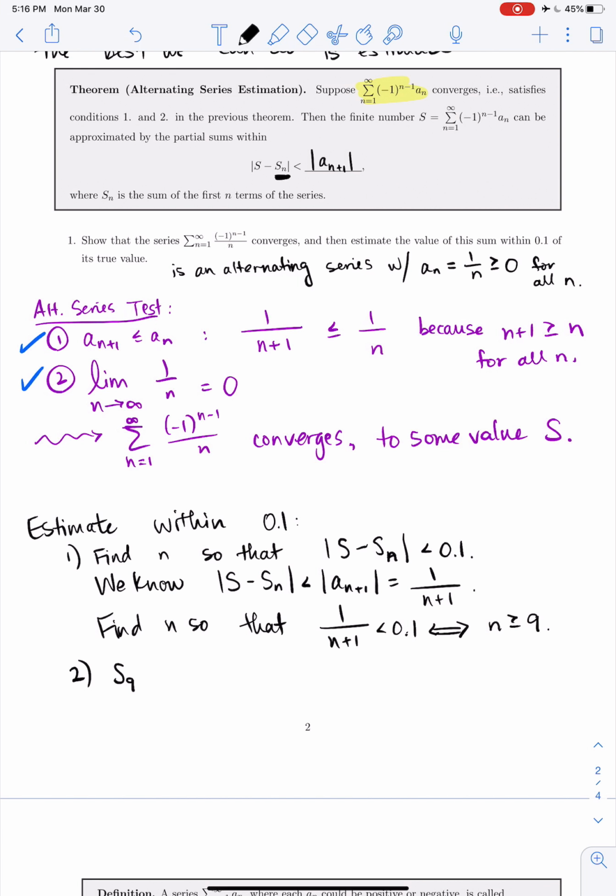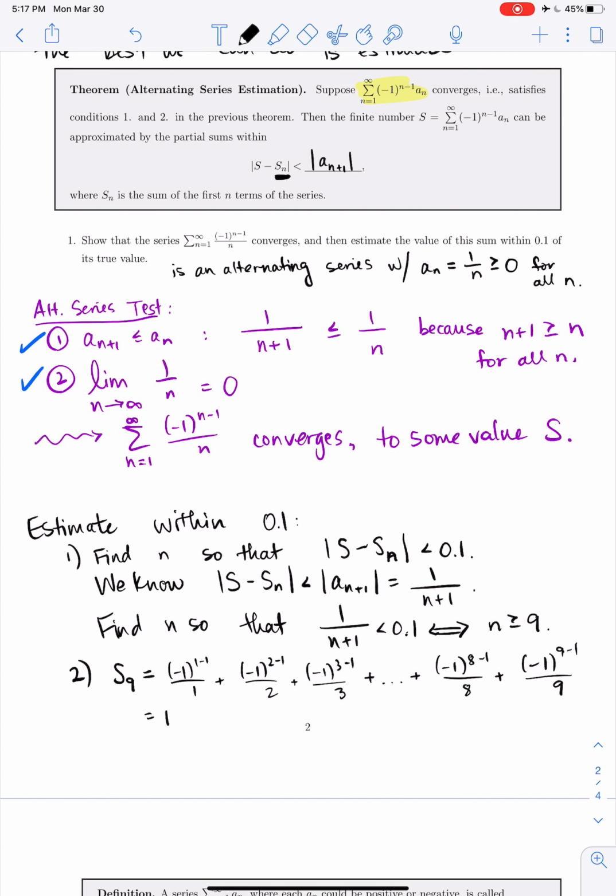So s sub 9, using the definition of our series, is (-1)^(1-1)/1 plus (-1)^(2-1)/2 plus (-1)^(3-1)/3. I'm going to ignore some of those instead of writing them all out. Okay, so those are the first 9 terms in our series.